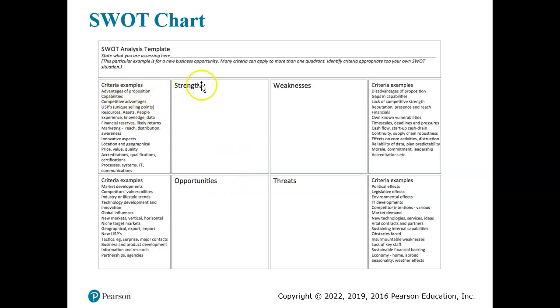So, you think about what the strengths are, and there's some examples. Weaknesses, this is an internal view of your organization. And then when you think about opportunities and threats, that's an external view. So that's where we're doing a matchup of what we are and what we're capable of doing with the actual outcome, and how we're actually going to go about doing it.